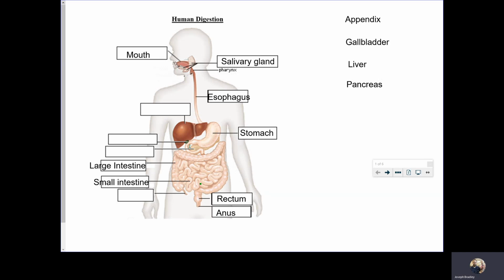There are some other accessory organs here. You have the liver, the largest internal organ in your body, and the gallbladder, a structure right here below the liver, which is actually kind of greenish in color. You have the pancreas, a gland that secretes lots of chemicals into your small intestine. And the last part up here is the appendix. I just put the appendix here because it's a specific structure, but it's really just a part of the large intestine.